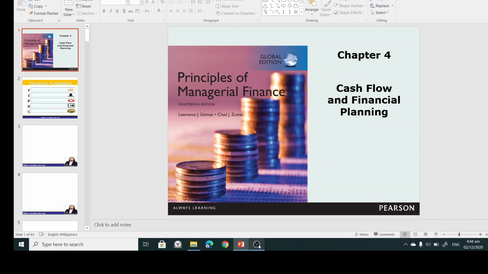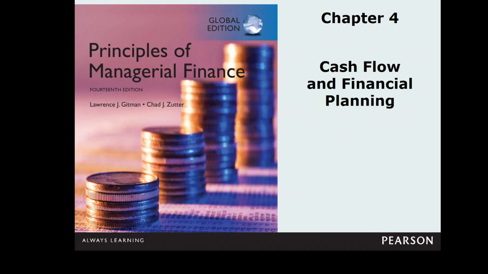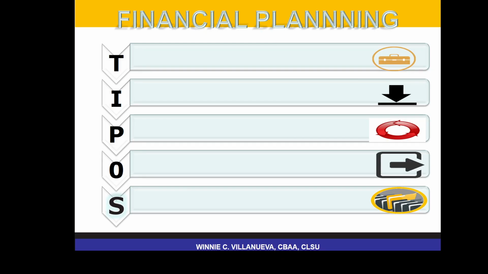Hello, we are going to discuss chapter 4, and it is about forecasting of cash flow. Okay, so what's our TIPOS if it is financial planning? Now, your input here will be your sales forecast. The question will be where will your sales forecast be actually sourced? It is from the marketing department or marketing unit.